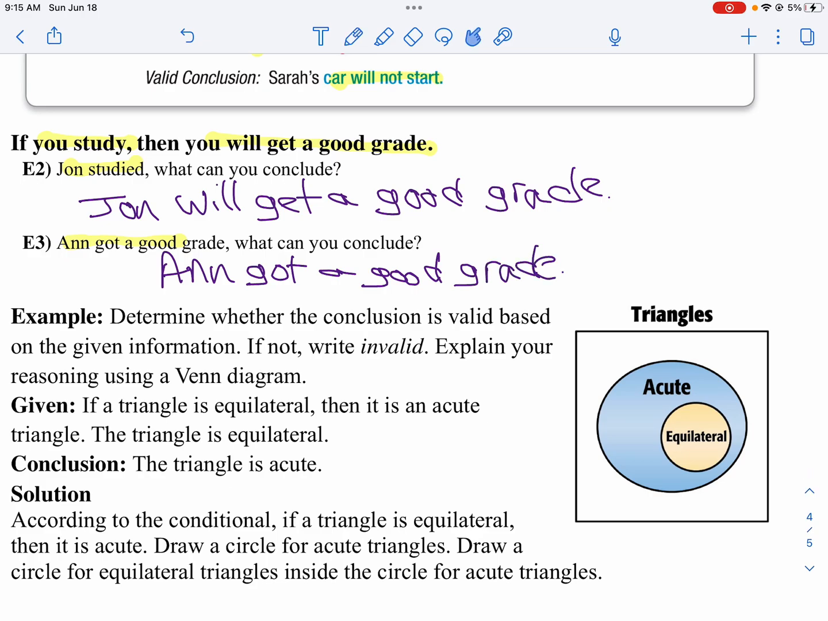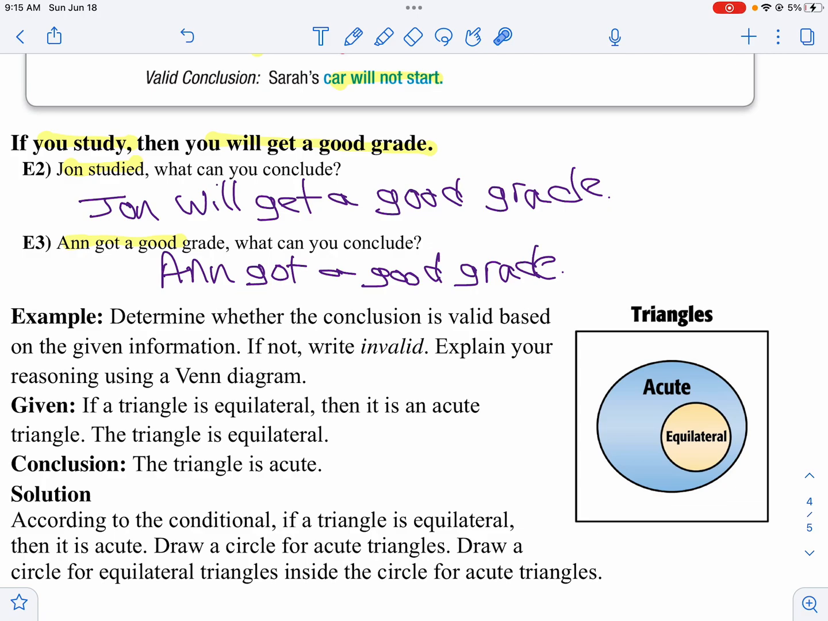Now we can do this with a Venn diagram. So with the Venn diagram, we're going to represent this. We're going to put not a traditional Venn diagram where we have the two circles intersecting. We're going to have one circle inside the other.